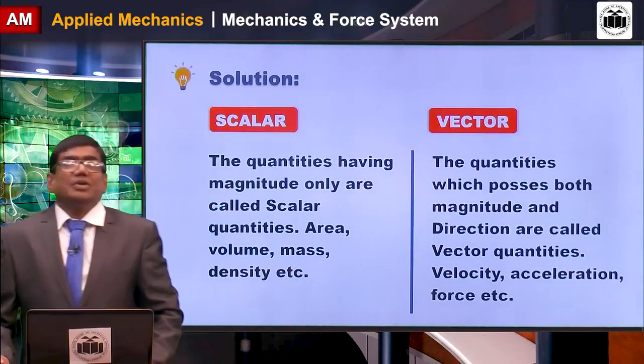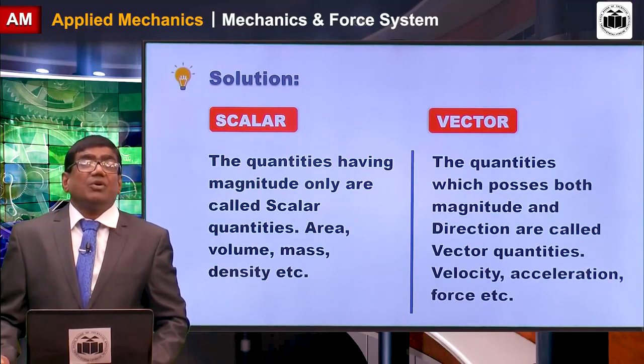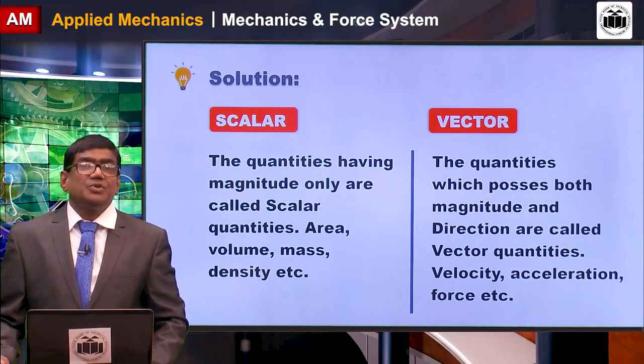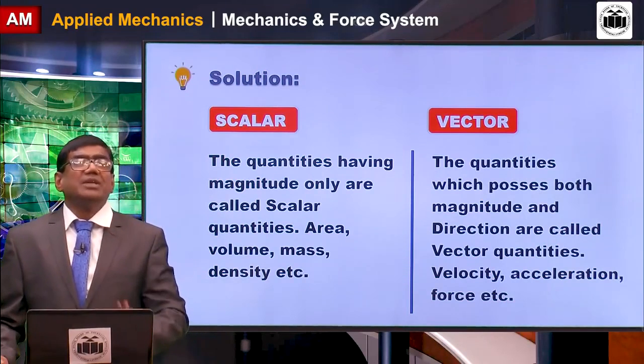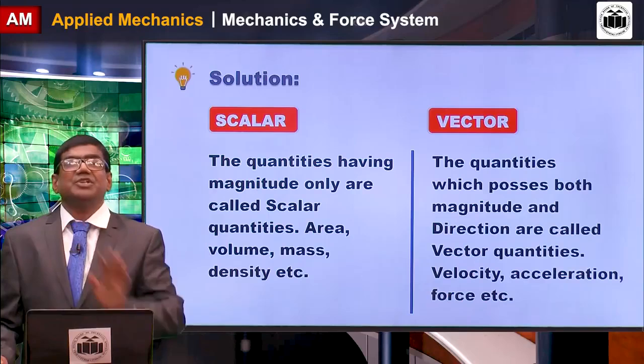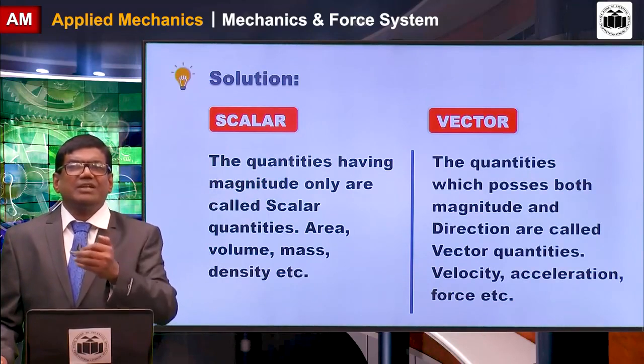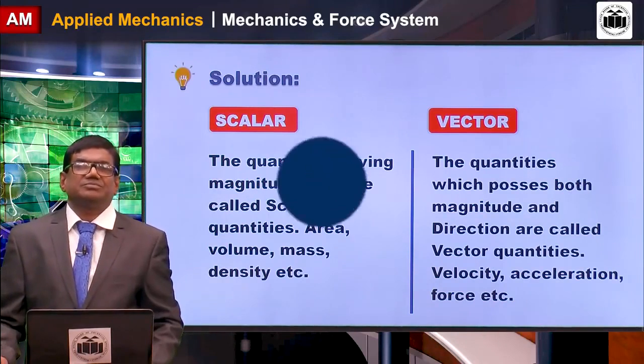Now here also the differentiation between two quantities, scalar quantity and vector quantity. So you have to write one by one the points, differentiation between these two quantities. Don't write additional information about the scalar or about the vector.